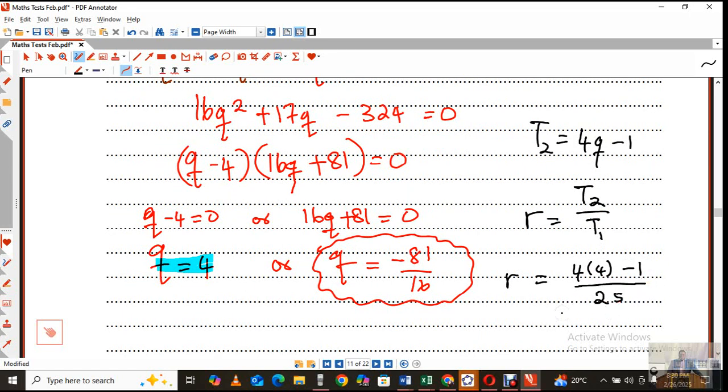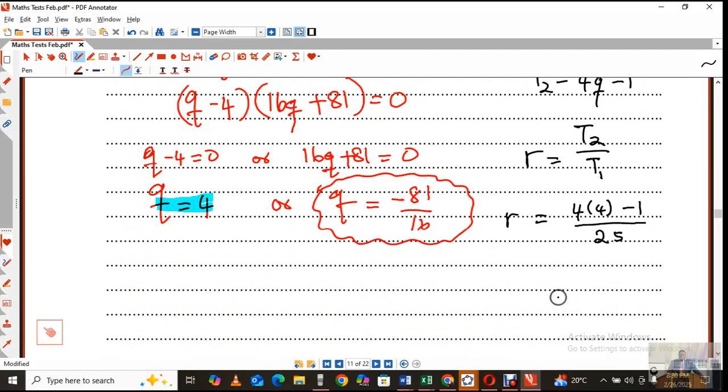Okay, let's just clean that up. On top, you have 16 minus 1, which is 15, 15 over 25. So r is 15 over 25, which gives you nothing but, if you simplify, 3 goes there 5 times, and 5 goes here 5 times. So we have our r now. Our r is 3 over 5, or 0.6. Let's write down what we have. Very important. We know the first term is 25. We know that r is 3 over 5.